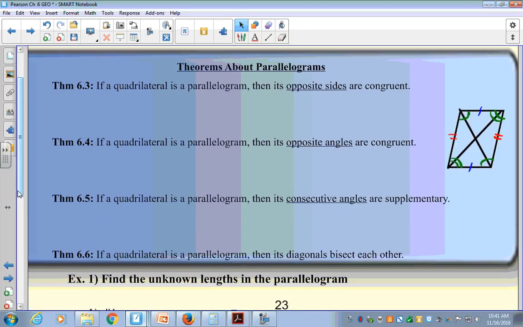Theorem 6.5: if a quadrilateral is a parallelogram, then the consecutive angles are supplementary. So we're going to call this corner A and this corner B, and we're going to say that the measure of angle A plus the measure of angle B is equal to 180. Consecutive angles are supplementary.